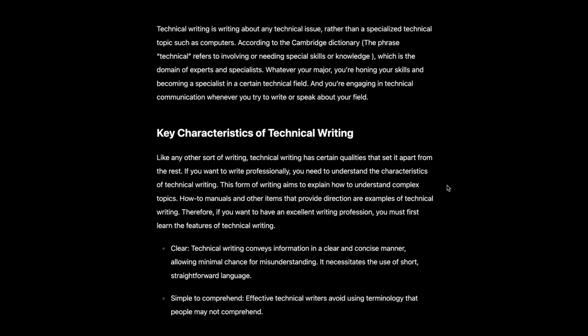Now, going forward, one other thing to note is that as a technical writer, there are several things you need to learn to help you improve. Anyways, we'll get to that further. Now we have what we call the key characteristics of technical writing, the key features of technical writing.